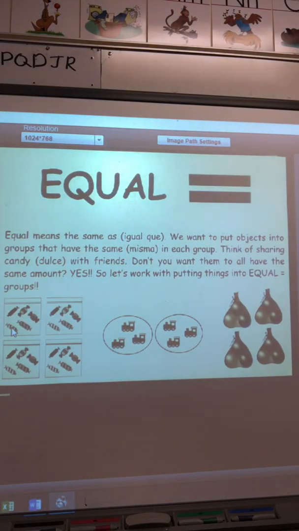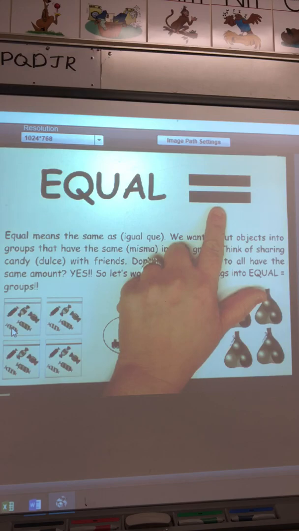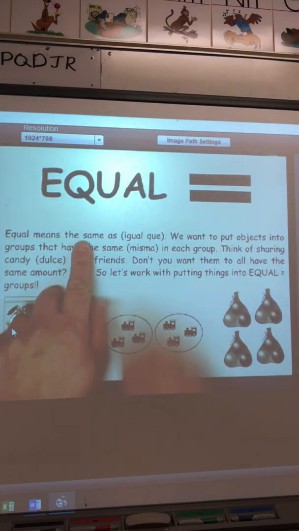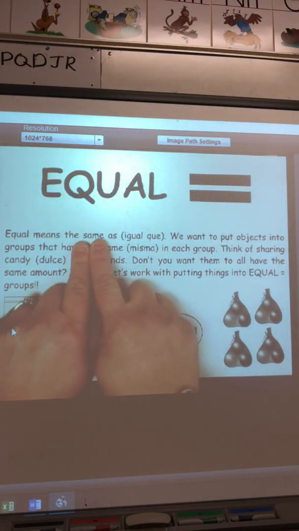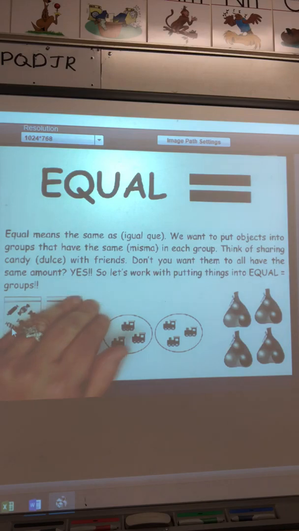All right, first of all, equal groups. We want to put things into equal groups. We have to remember what equal means. Well, equal does not mean the answer. Equal means, you are correct, the same as. So we want to put things into groups that have the same in each one.